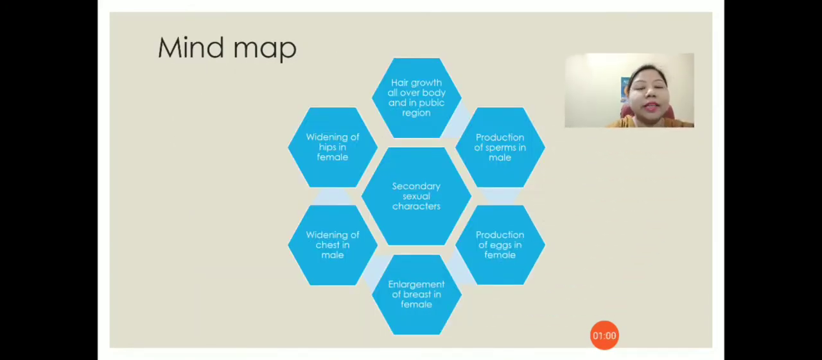Now here is a mind map which interrelates the secondary sexual characters. When the secondary sexual characters begin to develop, sperms begin to be produced in male, and eggs also begin to be produced in female. Enlargement of breast in female takes place. Widening of chest in male takes place. Widening of hips in female takes place, and also hair growth is seen all over the body of male and in the pubic region of both male and female. So these are the secondary sexual characteristics which are seen as soon as a girl or a boy enters the stage of puberty.